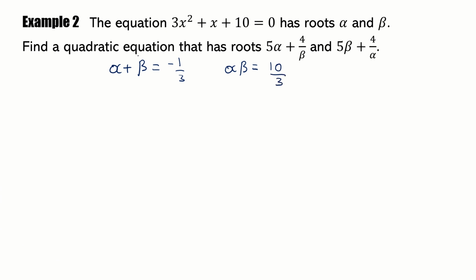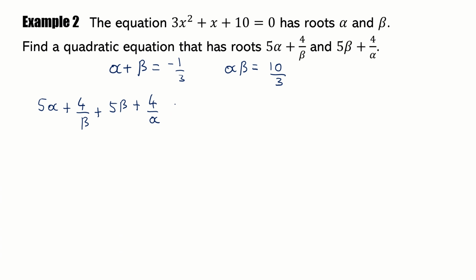But we want the new quadratic that has roots 5 alpha plus 4 over beta and 5 beta plus 4 over alpha. Looks scary, but we still just need to work on finding the sum of the roots for these new roots and the product of these new roots as well. So let's just go ahead and do that. So the sum of the roots is 5 alpha plus 4 over beta plus 5 beta plus 4 over alpha.